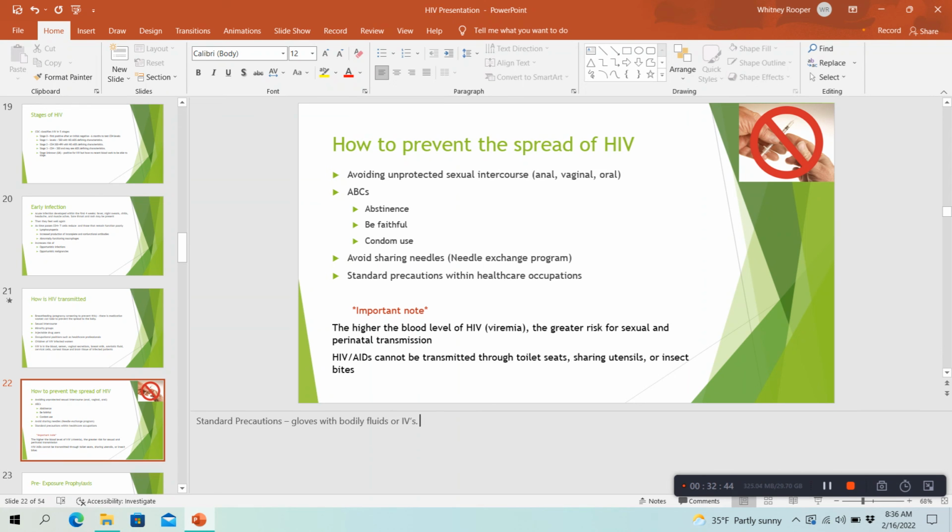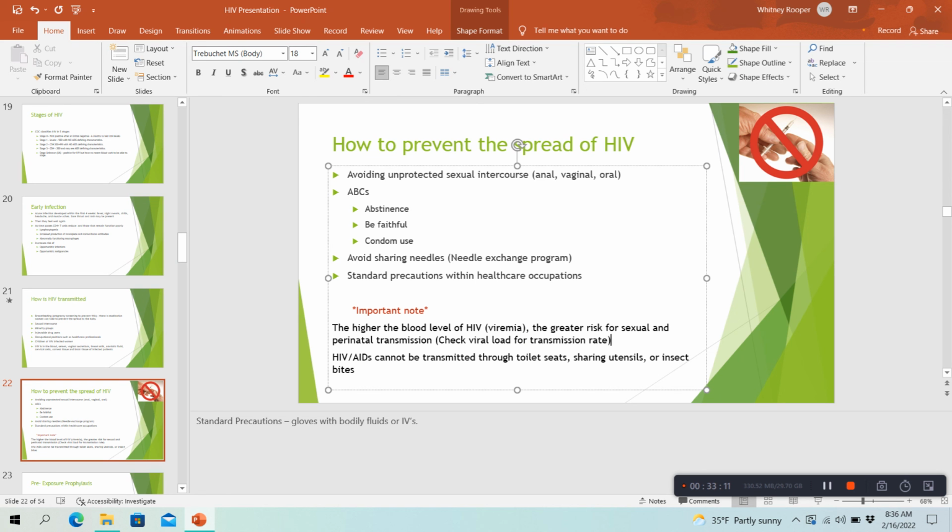So the higher the blood level of HIV, the greater the risk for sexual transmission, or perinatal. That is why we check the viral loads for these patients. Yes, CD4, we want to check that for the immune system, but if we want to look at the transmission rate with these patients, we're looking at the viral load. HIV/AIDS cannot be transmitted through toilet seats, sharing utensils, insect bites, anything like that.